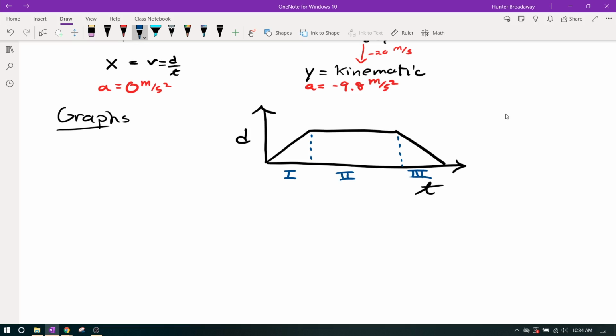During the first event, what's happening? Describe my motion. Okay, so we're moving forward. That's true. We're moving forward at constant speed. How do we know that it's constant?